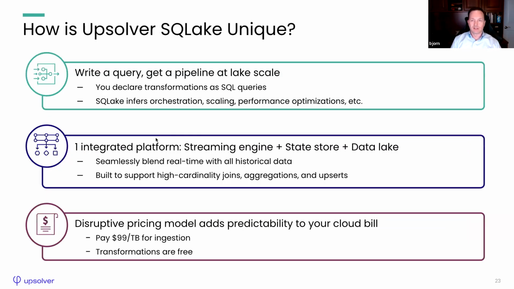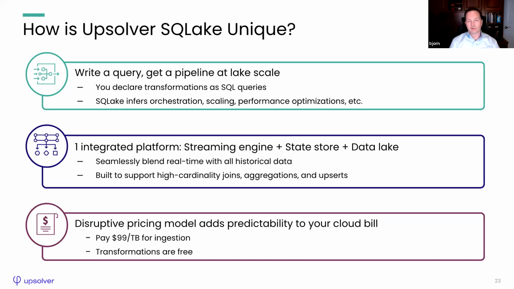There are a couple of things that Jason brought out in the demo, and I just want to write those out. The North Star when developing SQLite was really, how can we help customers use SQL like they do in their data warehouses and write a continuous data pipeline in a very simple format, and then take some of the load off of data engineers with things that data consumers won't be able to do, such as inferring orchestration, scaling, performance optimizations, and things like that. The other thought process was, what can we do to integrate a streaming engine, a very efficient state store, and data lake economics to blend seamlessly both real-time, batch, and historical data, and support things like high cardinality joins, aggregations, and even upserts. Those are some of the unique aspects that SQLite brings to the table.